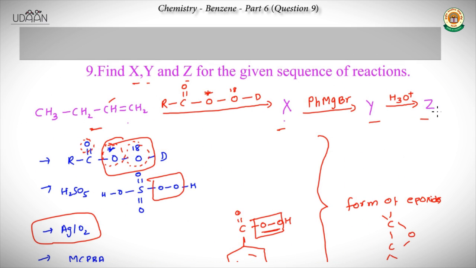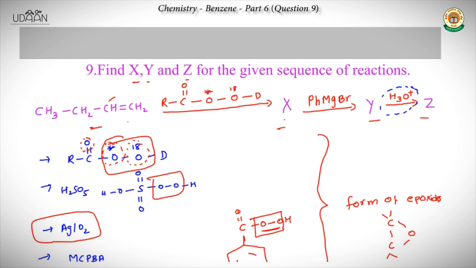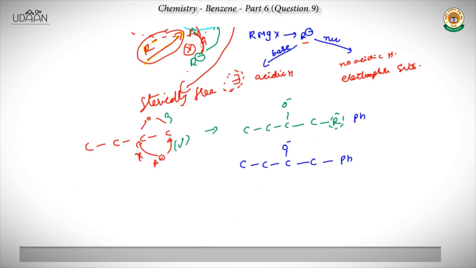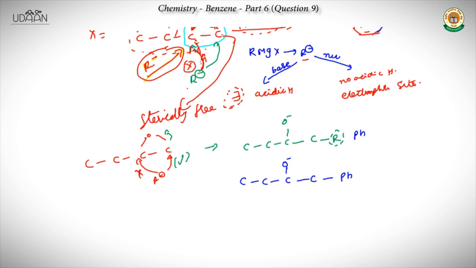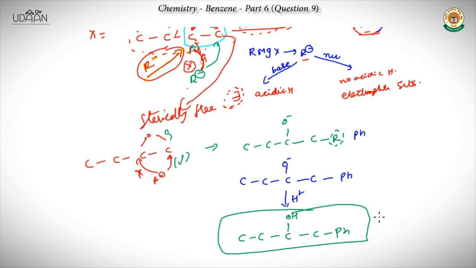And the last step which we have done is subjecting this to H3O plus, that is, hydrolysis. You have given H plus to this. When you add H plus, this O minus gets protonated and you are going to get CCC OH C Ph. Now this is your final Z, and this is your Y.